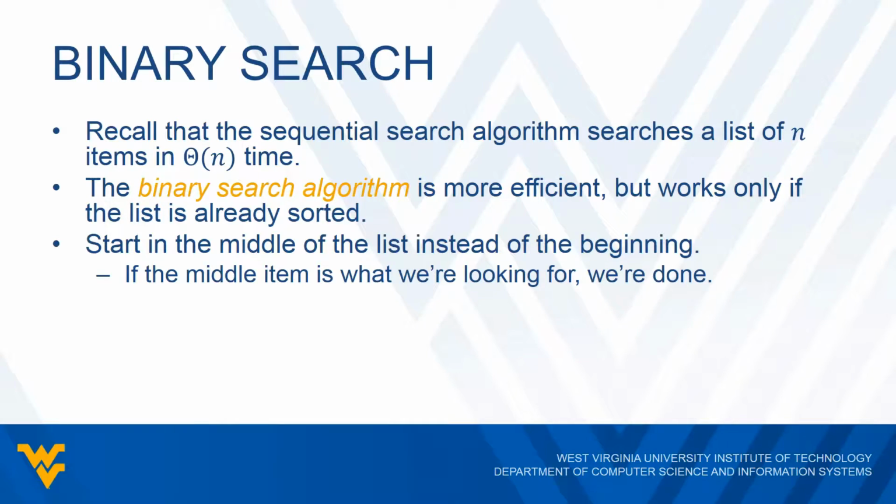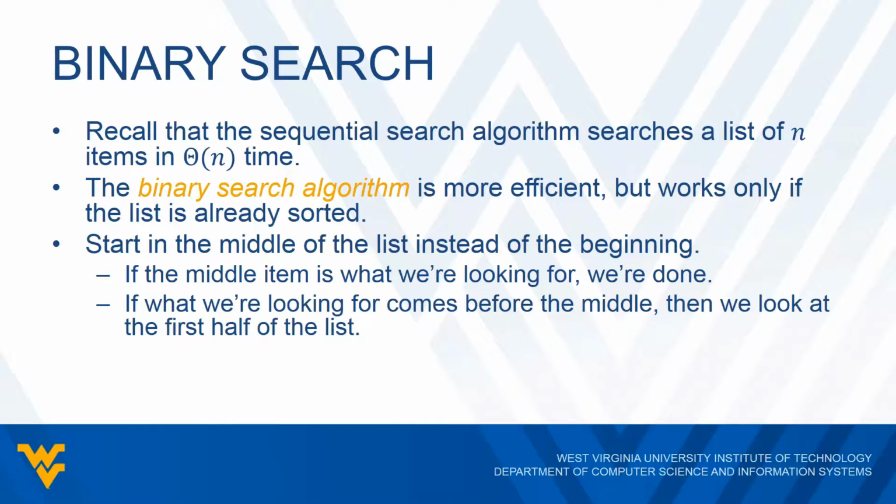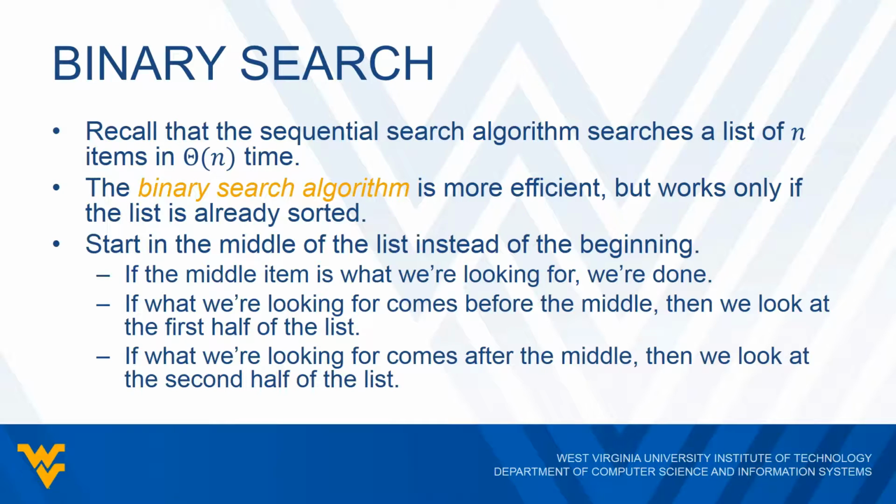If the middle item happens to be the item that we're looking for, then we're done. We just stop, we found it. Now, if it's not, then what we're looking for must either come before the middle item or after the middle item, because remember, the list is sorted. If it comes before the middle item, then we're only going to consider the first half of the list. We don't need to look at the second half because it's not going to be any of those values, so we can just eliminate those. Now, if what we're looking for comes after the middle, then we will consider only the second half of the list. We don't need to take a look at the first half of the list. None of those items are going to be what we're looking for, so we can just eliminate those.